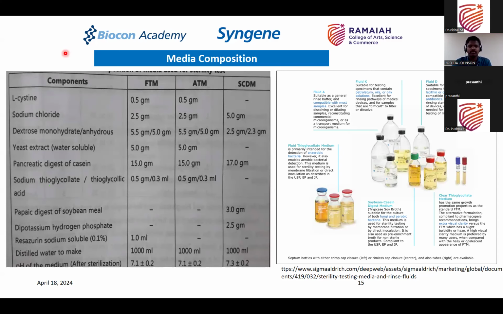Shubhadeep? Yes, ma'am. Steam sterilizer. At what temperature? 121 degrees centigrade. Very nice. How long? 15 minutes. Very good. And it is under pressure, isn't it? 15 psi. What is PSI? Pounds per square inch. Okay.